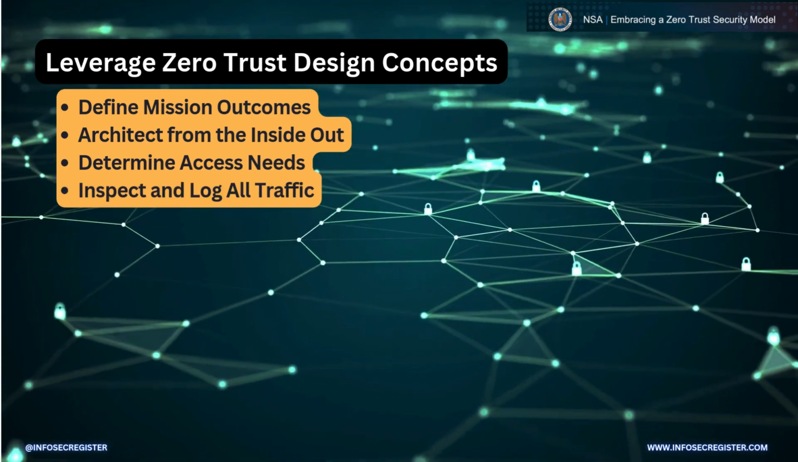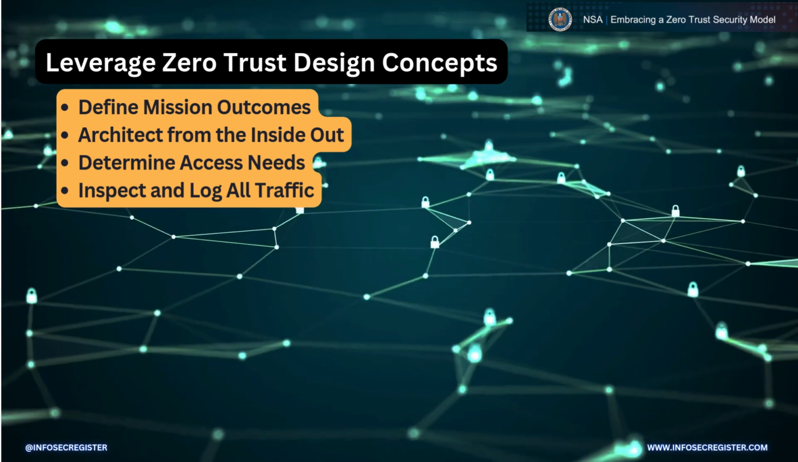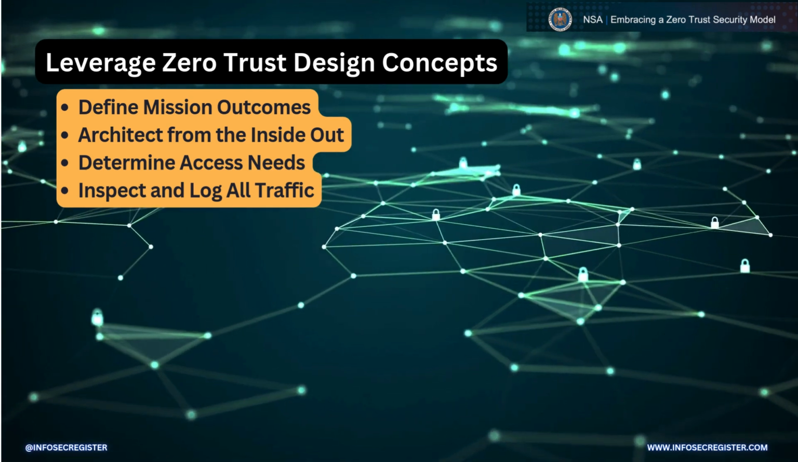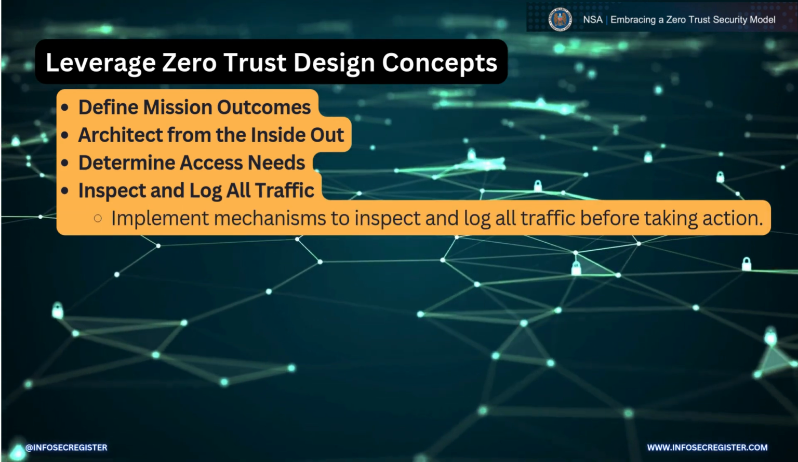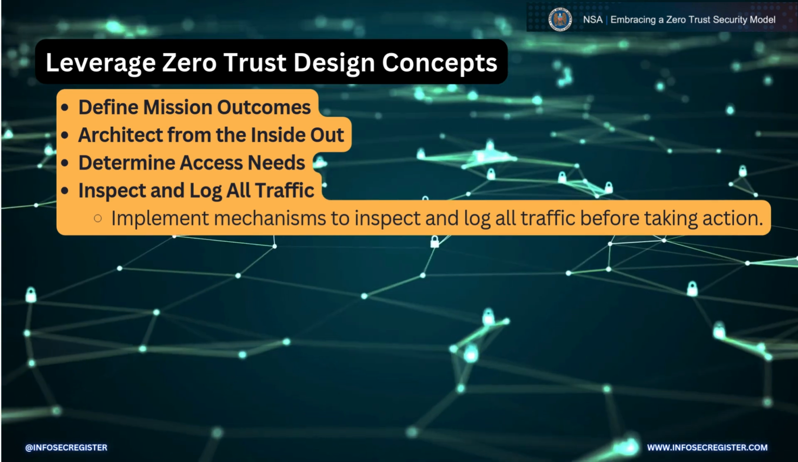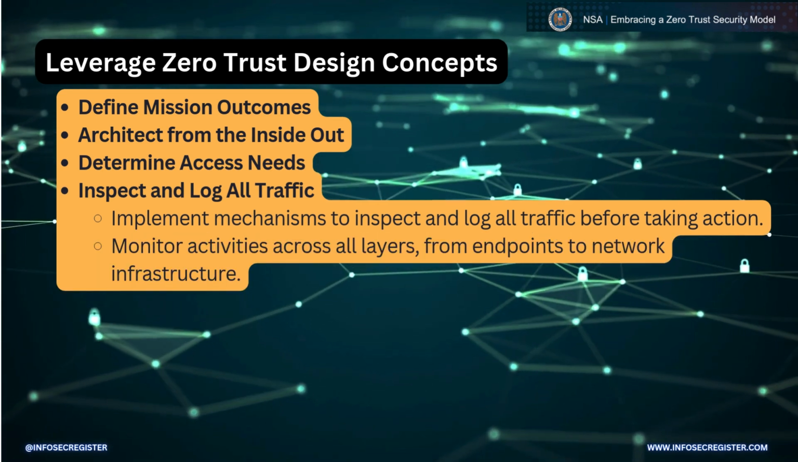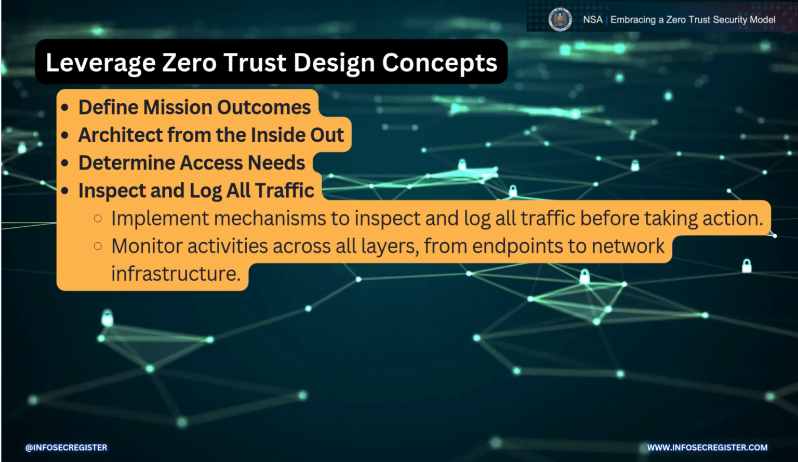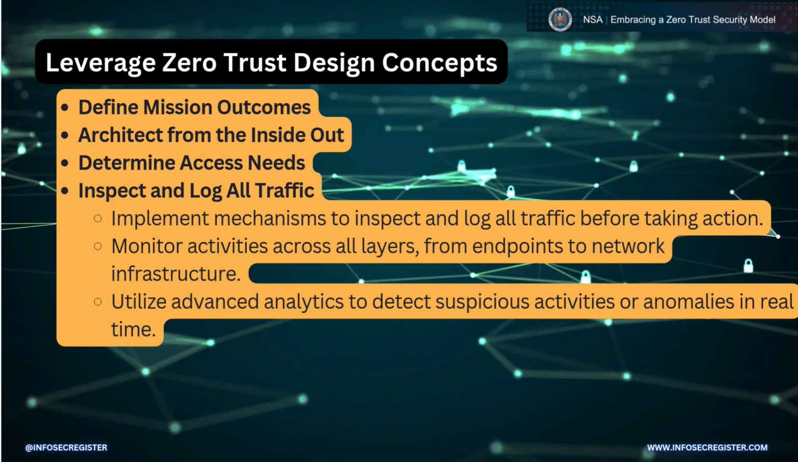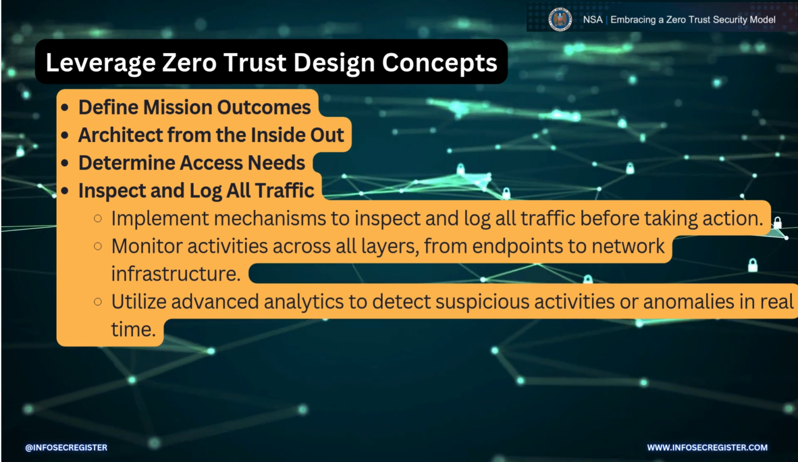Inspect and log all traffic. Full visibility into network activity is essential for maintaining a robust zero-trust environment. Establishing mechanisms to inspect and log all traffic before taking action allows organizations to monitor activities across all layers, from endpoints to the network infrastructure. This comprehensive visibility enables advanced analytics that can detect suspicious activities or anomalies in real time.